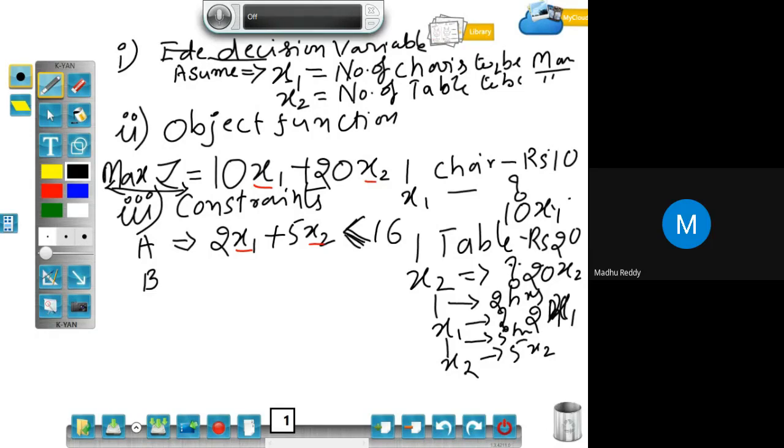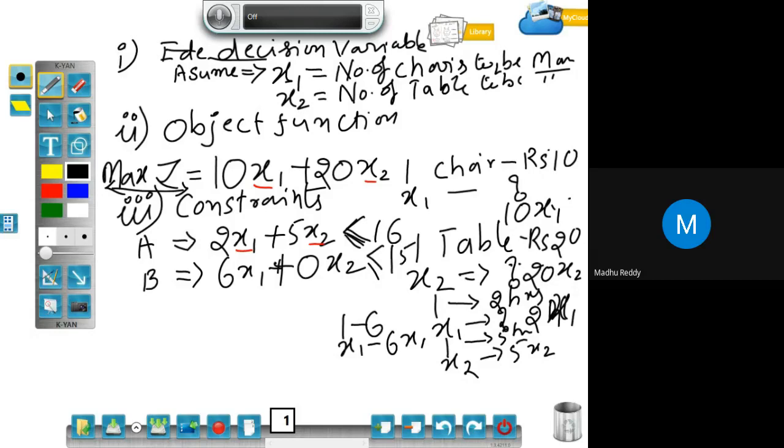Next, in the same way, to manufacture a chair on machine B, one chair requires 6 hours. The total number of chairs is x1, so 6x1 for machine B. It is not possible to manufacture the table on it, so there is no time for that, because 0 into x2. So the time must be less than or equal to 15 hours. This is the way we will specify this.